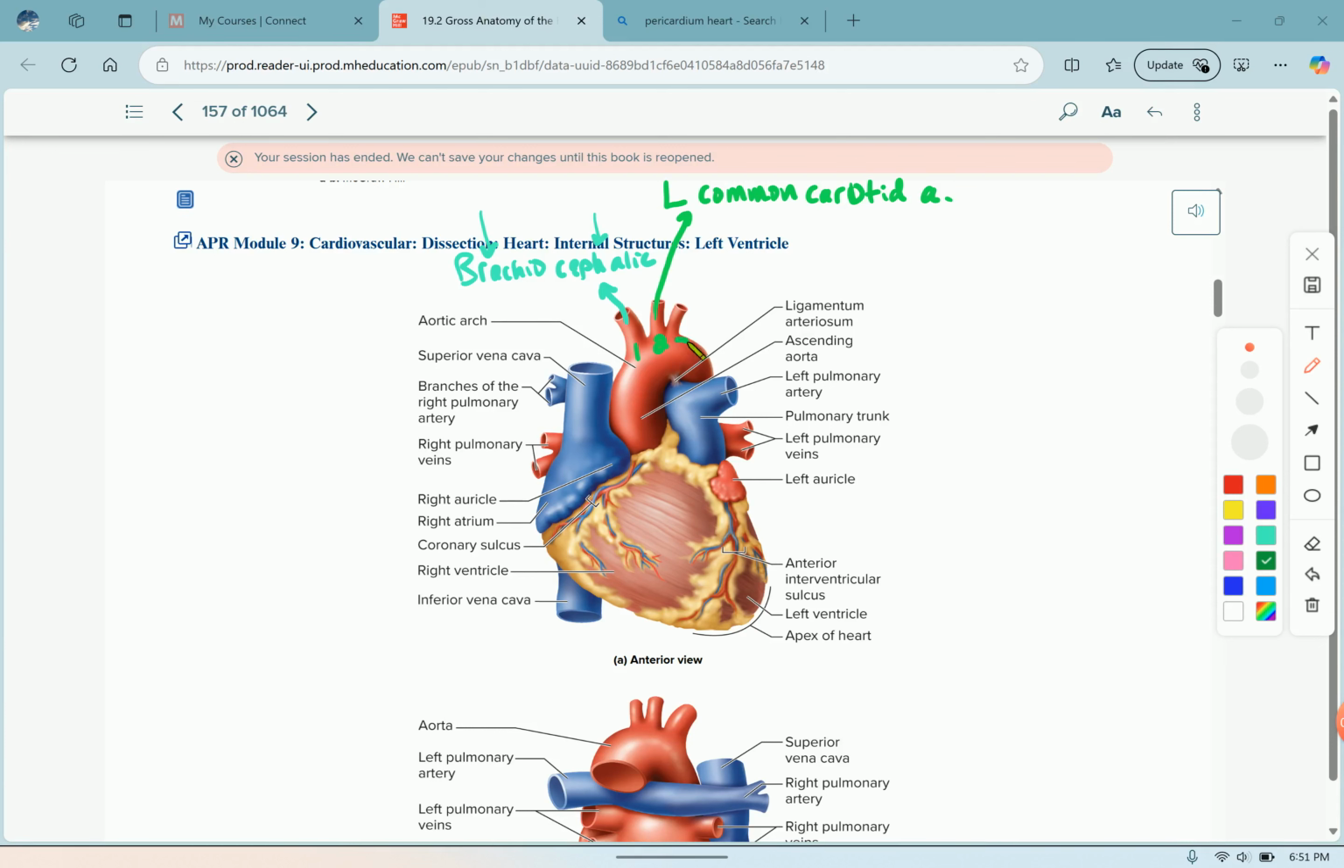Okay, then the third branch off of the aortic arch is the left subclavian artery. So sub means underneath. Underneath what? The clavicle. So this lets you know where this tube is going. The left subclavian artery is eventually going to be a major blood supply to the entire left arm.